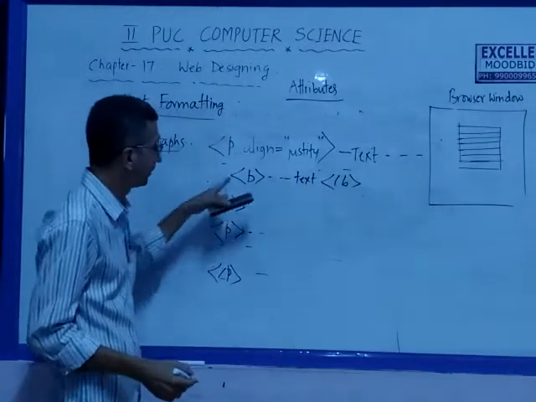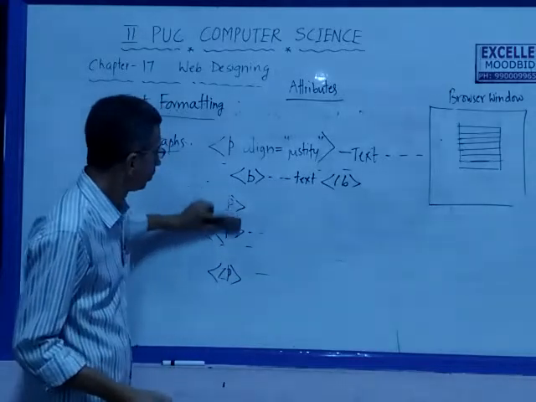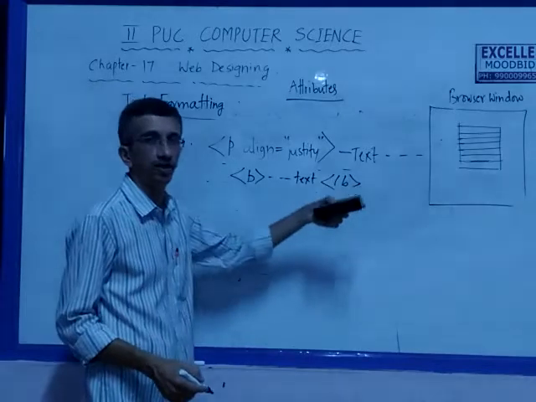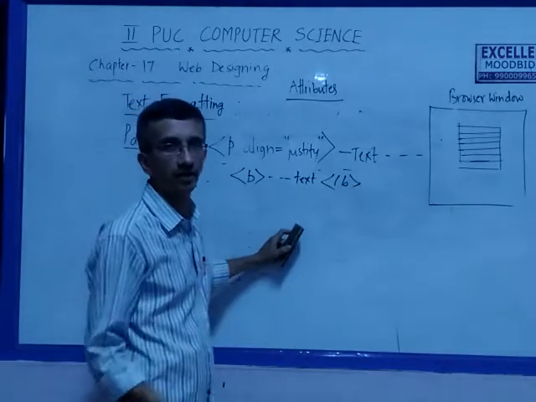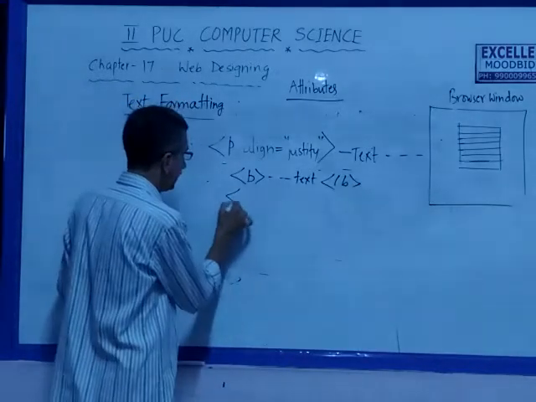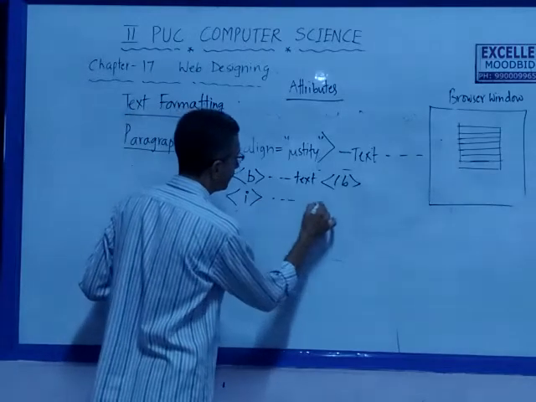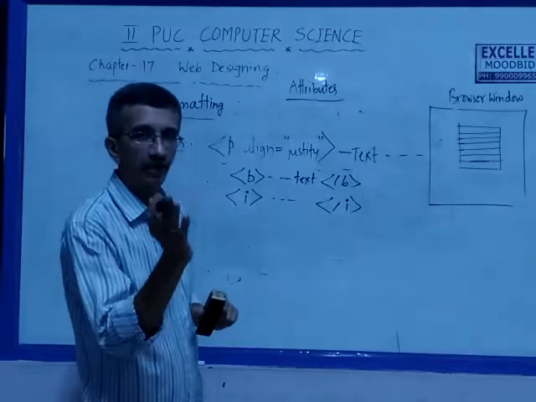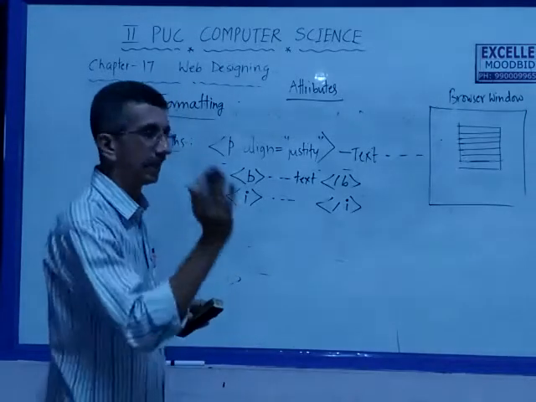Enclose the text within a pair of bold B tags. Not bold but B. B and close B makes the text bolder, appearing slightly thicker than the normal text. Then italics to make the text italicized, slightly leaning to the right.